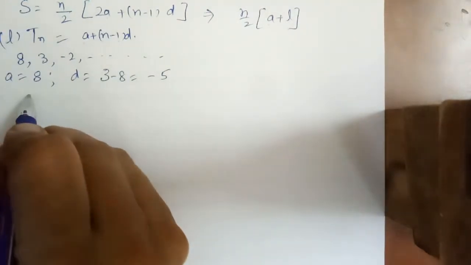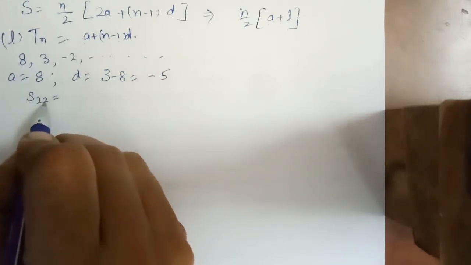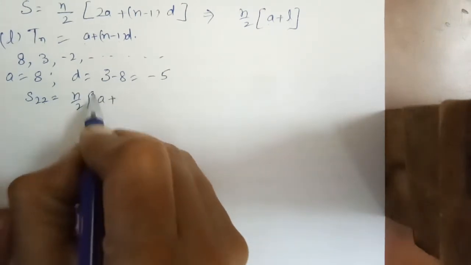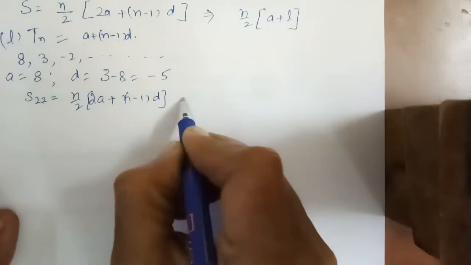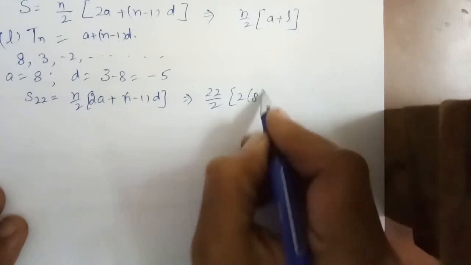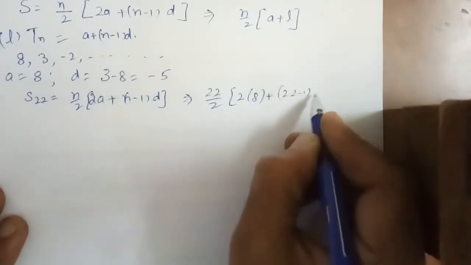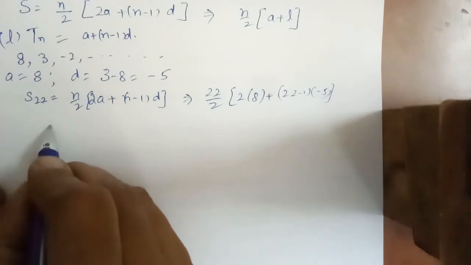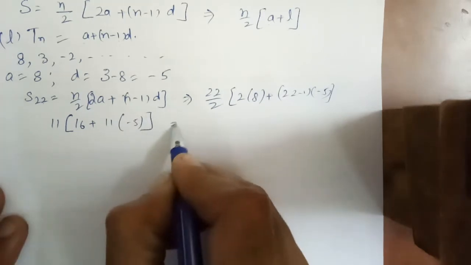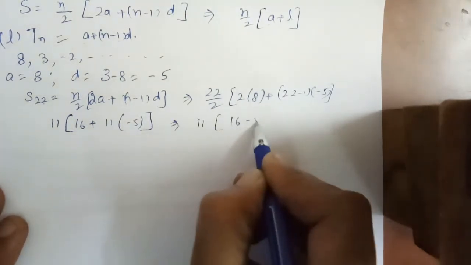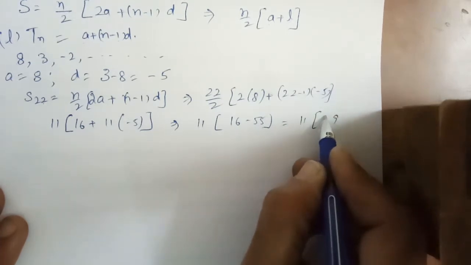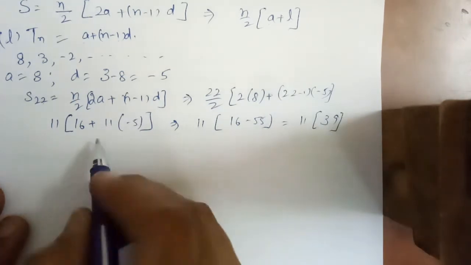Now the sum of 22 terms means the value of n is 22. That is n by 2 into (2a plus (n minus 1) into d), that is 22 by 2 into (2 into 8 plus (22 minus 1) into minus 5). That is 11 into 16 plus 11 into minus 5, that is 11 into 16 minus 55.